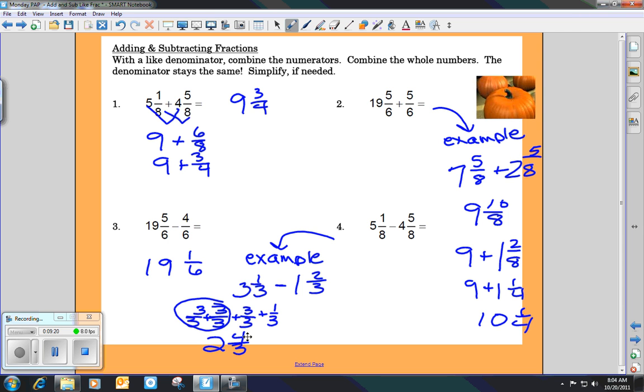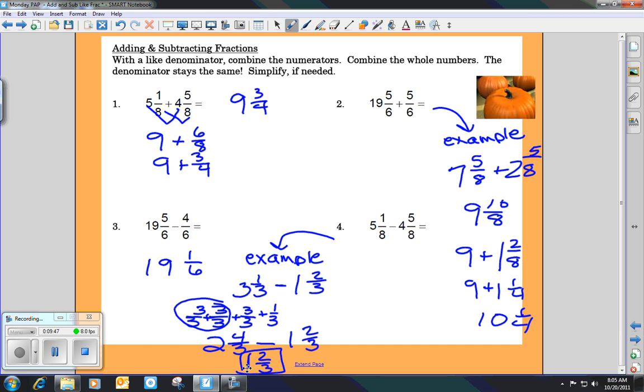So now I have 2 4/3 minus 1 2/3. Now I can subtract because my first numerator is bigger than my second numerator. So I'm going to do 2 minus 1 is 1. 4/3 minus 2/3 is 2/3. 4 minus 2 is 2. We keep the same denominator. So my answer would be 1 2/3.